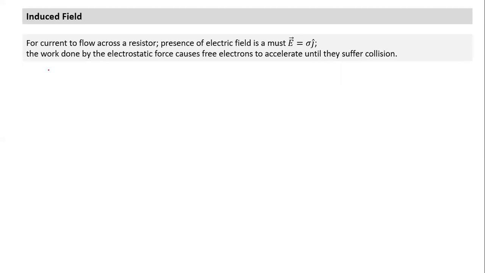See, what we understand so far based on current electricity is that for current to flow across a resistor, the presence of an electric field is a must. This is what happens in the case of normal electric flow, and this is a relationship: electric field is equal to rho times J, and this is J. Sorry, I have not written, this is not J cap, this is J. What is this term called? Current density.